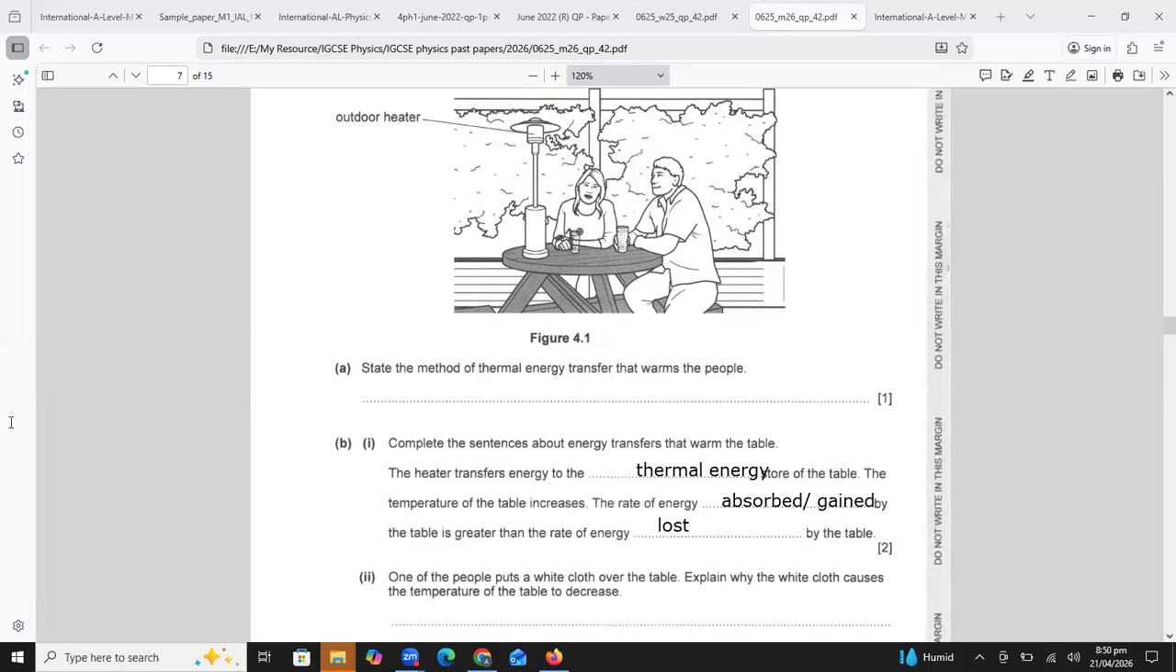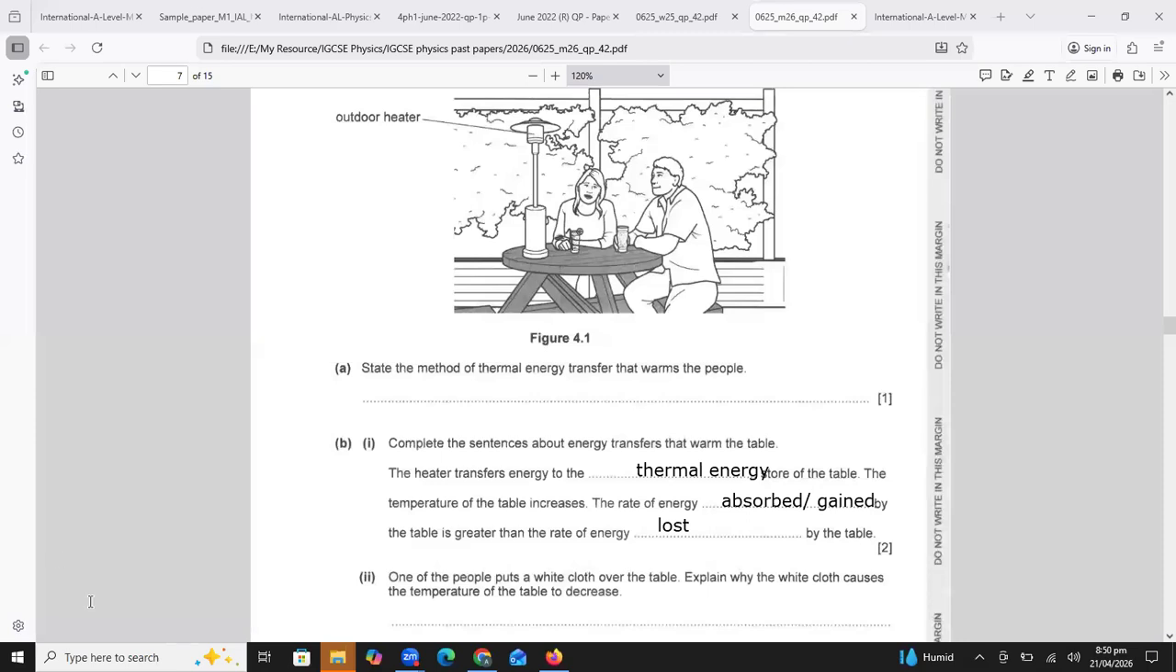All right, now look at the next part. In the next part, they are saying one of the pupils puts a white cloth over the table. Explain why the white cloth causes the temperature of the table to decrease. So first of all, tell me, is white color a good absorber of thermal radiation or a bad absorber of thermal radiation?